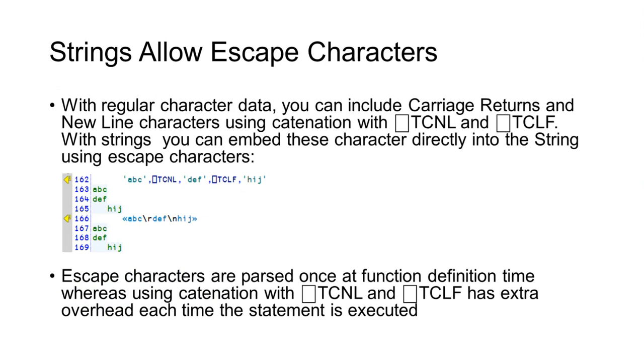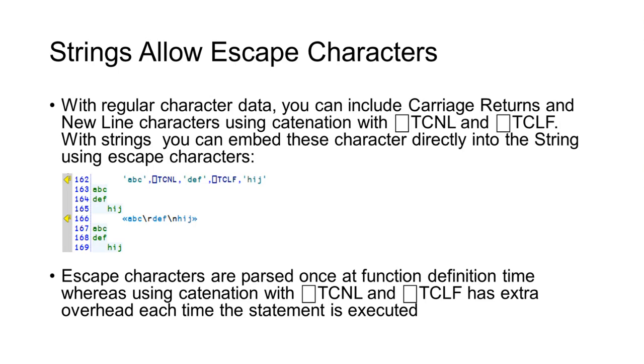In strings, you can use escape characters. With regular character data, you can embed quad TCNLs, quad TCLFs, or any other kind of control characters like that, as you see there on line 162. So we can do quote ABC quote, and then catenate a TCNL, and then quote DEF quote, and then catenate a TCLF, and then catenate HIJ. You could do this more directly in a string using escape characters, and there are a number of escape characters defined. Two of the most commonly used are the backslash R.